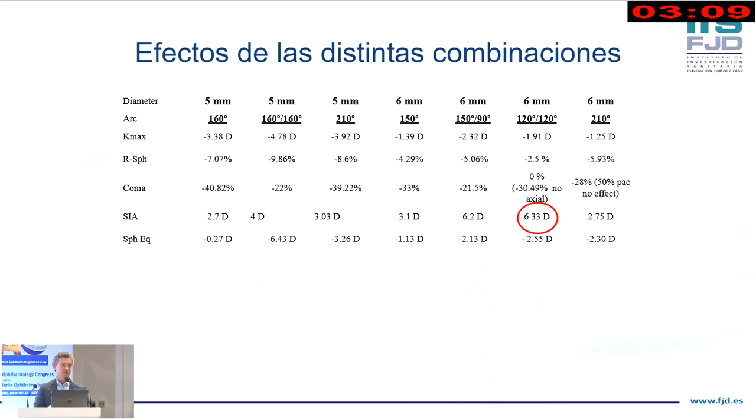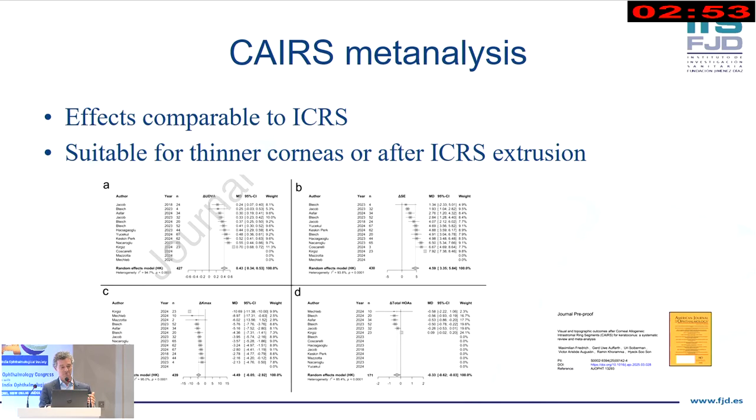And for example, you can target astigmatism without changing the aberrations if you choose a symmetrical combination with short segments, and I could enter in the details, but I have to speed up. So there's a recent meta-analysis with KERS, and I would say the meta-analysis says, and I would agree, that the effects are comparable with intracorneal ring segments.